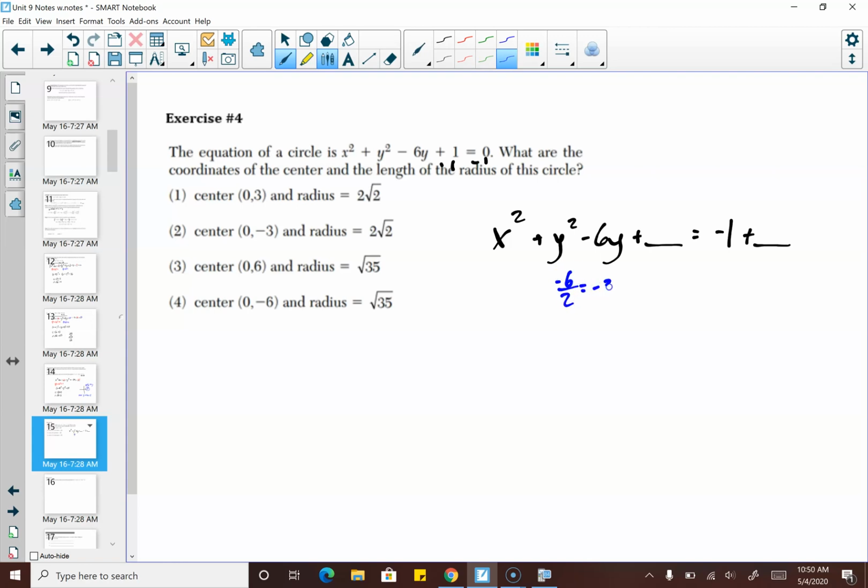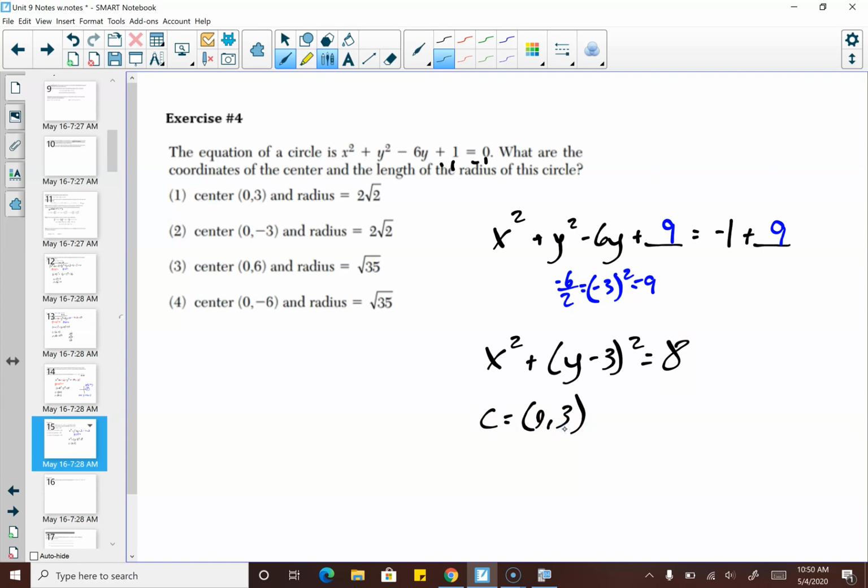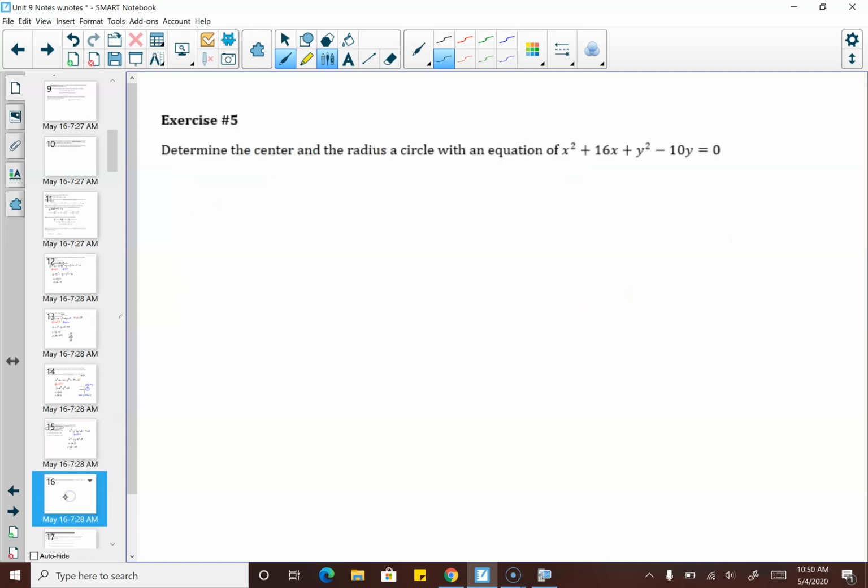So for the y's, negative 6 divided by 2 is negative 3. We square it to get 9. So then what do we get here? We have x squared plus (y minus 3) squared equals negative 1 plus 9, which is 8. That gives us a center of (0, 3) and a radius of the square root of 8, which is really 2 radical 2. So what's our answer choice? It's going to be choice 1. You could have figured that out once you got the center, because there's only one choice with (0, 3), but it's just more work simplifying our radius.